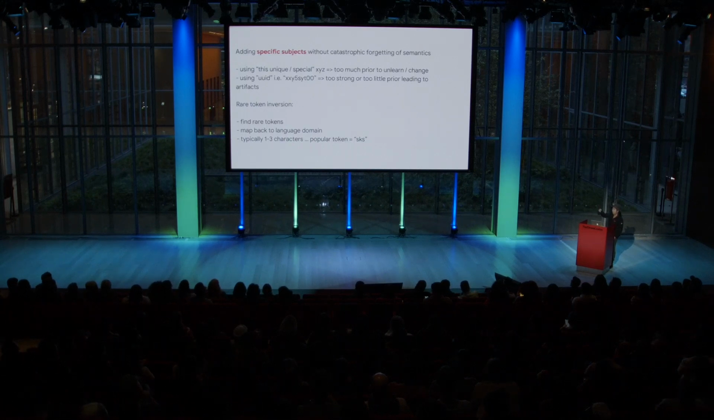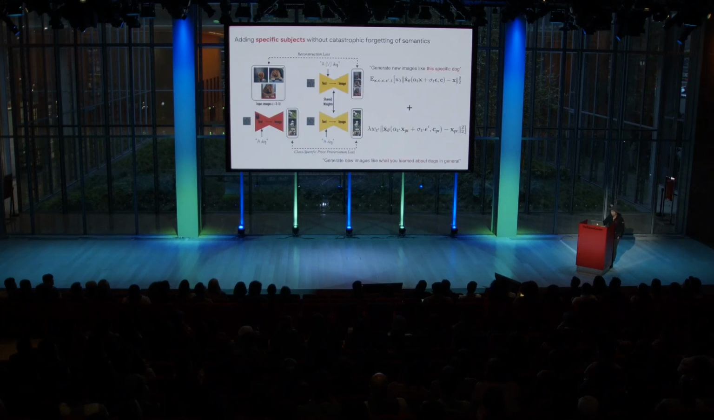So what they did is they actually did a token inversion. They found the rare tokens that don't show up as much but have some kind of semantic information, and they turn it back into the English domain. Usually they're finding using 1 to 3 characters works really well. And their favorite is SKS. So if you see SKS in diffusion models or in DreamBooth kind of settings, that's just the token saying, I want this specific dog or this specific instance.